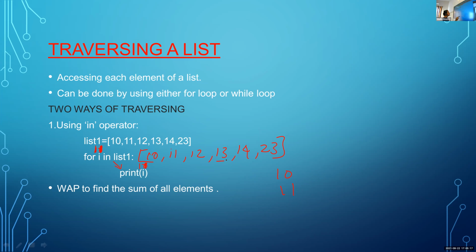After that, the third value, that is 12, is assigned to I. Print I means 12 is printed. Then the fourth value 13 is assigned to I. Print I means 13 is printed. Then 14 is assigned to I. Print I means 14 is printed. The last value 23 is assigned to I. Print I means 23 is printed. Is it clear, Amal? Yes, ma'am.